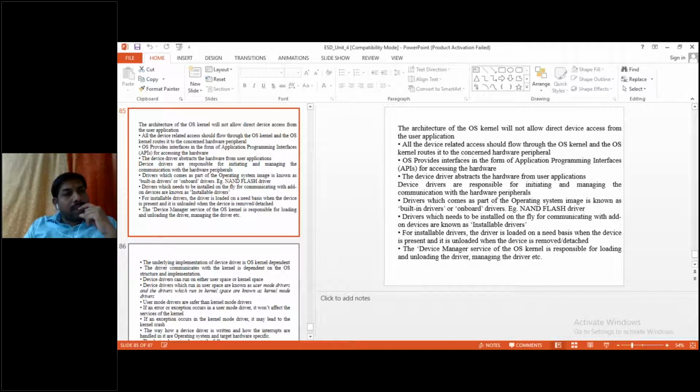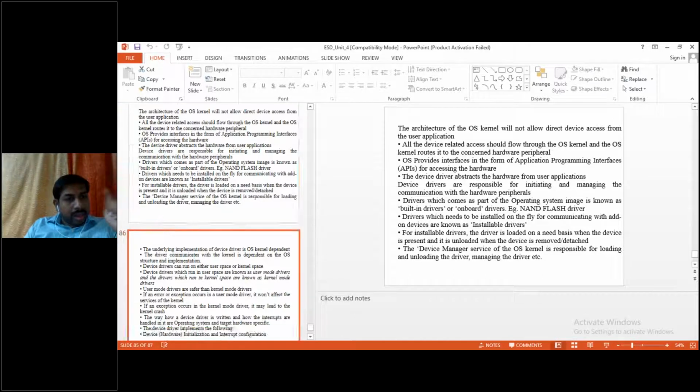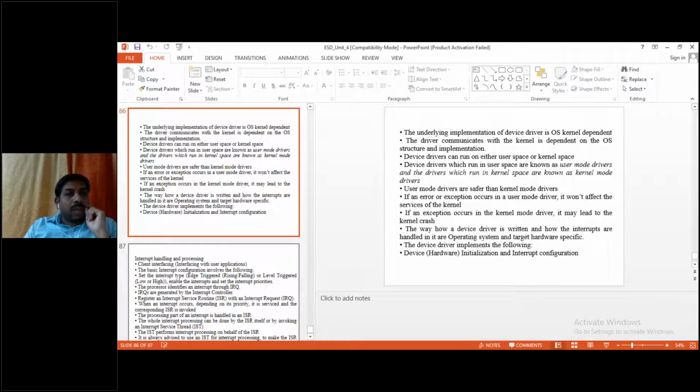The OS provides interfaces in the form of APIs, and your device driver abstracts the hardware from the user applications. These device drivers are responsible for initiating and managing the communication with the hardware peripherals. Drivers which come as part of the OS are known as built-in drivers, and those which are installed are called installed drivers. For installed drivers, the driver is loaded on a need basis when it is required, and the device manager service of the OS is responsible for loading and managing the device drivers. The underlying implementation of a device driver is OS dependent.